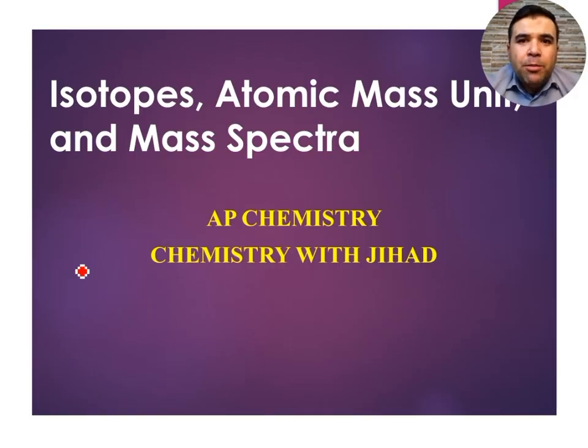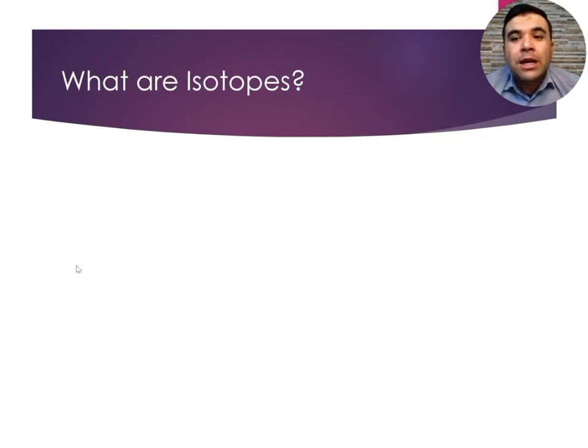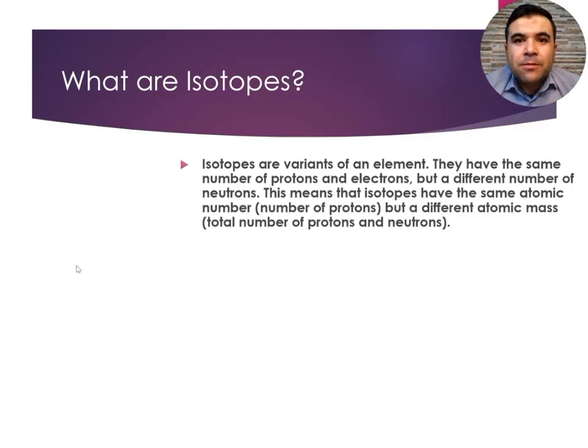Today we will be talking about the topics in Unit 1. We will be talking about the isotopes, atomic mass unit, and then the mass spectra of the elements. Let us talk about the isotopes, define the isotope, and then provide the isotope notation for the elements.